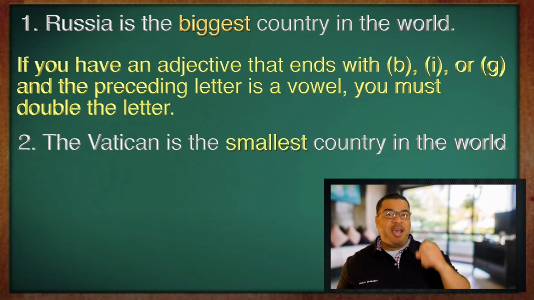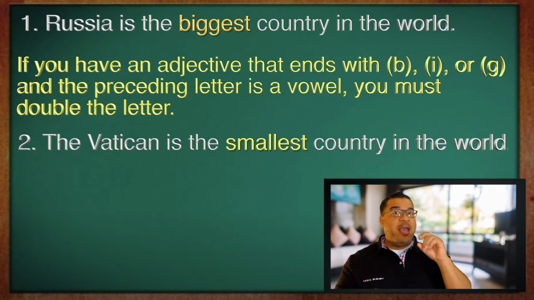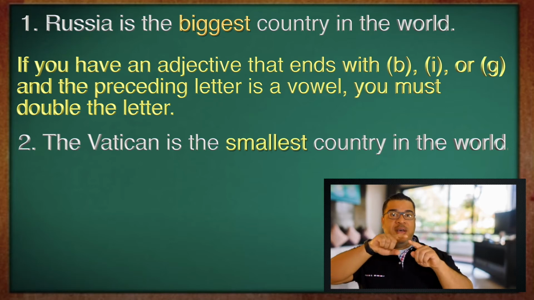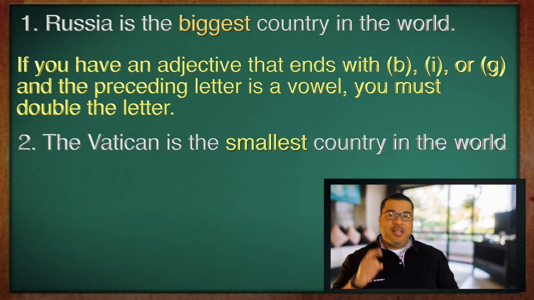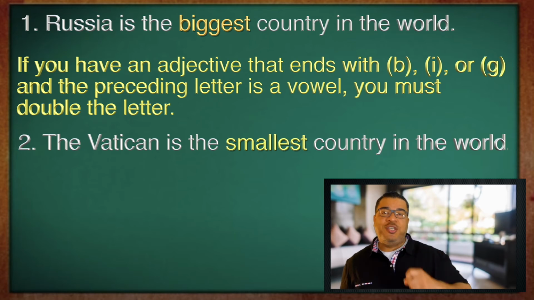So if you have an adjective that ends in a B, an I, or a G, and before that B, I, or G, you have a vowel, you have to double that last letter, that last consonant. That's why when you say biggest, it's B-I-G-G-E-S-T. If the word does not end in a B, an I, or a G, you do not have to double it. Whew. I know, that was the most complicated part. All right, moving along to the next point.